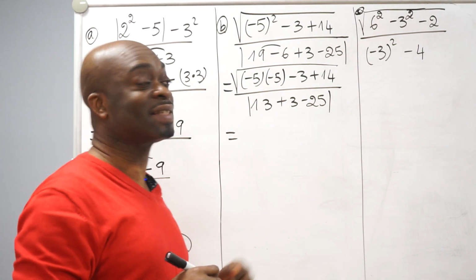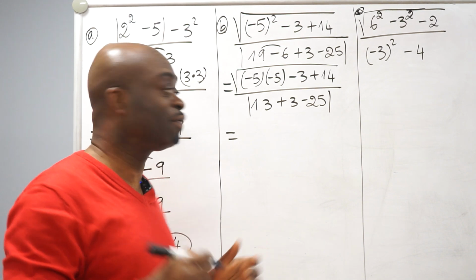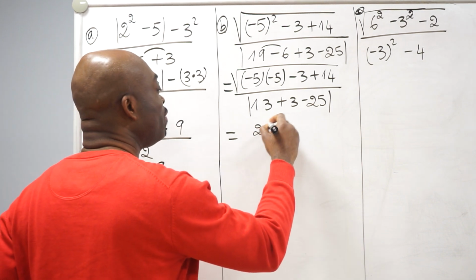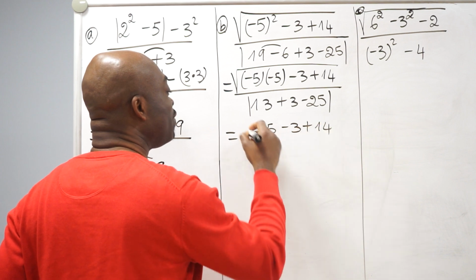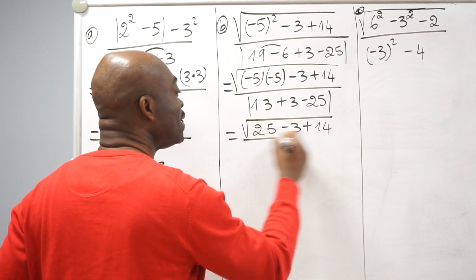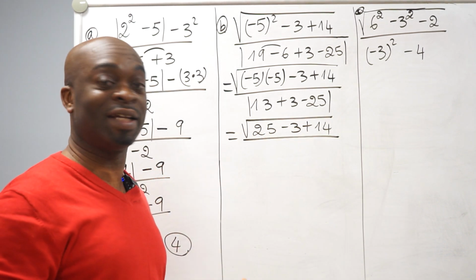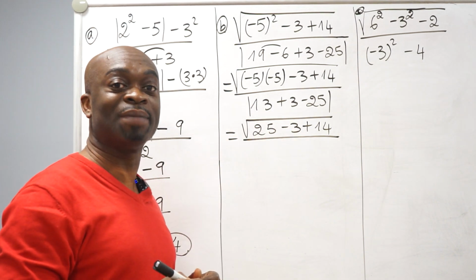So -5 times -5 is going to give us what? Positive 25. So we have positive 25. We bring down the -3. We bring down the positive 14. And that's it. Now we can choose again, work on something in here.